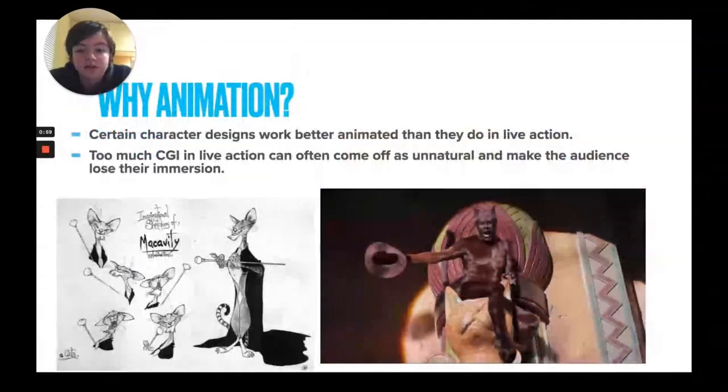Certain character designs also work better animated than they do in live action. Too much CGI in live action can often come off as unnatural and make the audience lose their immersion. As you can see, the animated concept art, I should say, of this character looks a lot more interesting and also just a lot easier to look at than the image on the right of the live action version that was animated using a lot of CGI but a live actor.